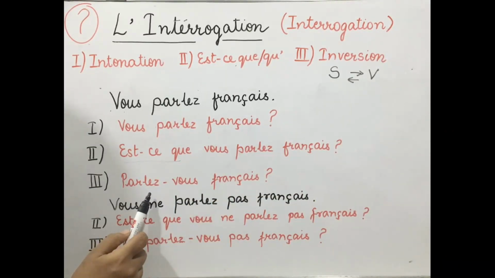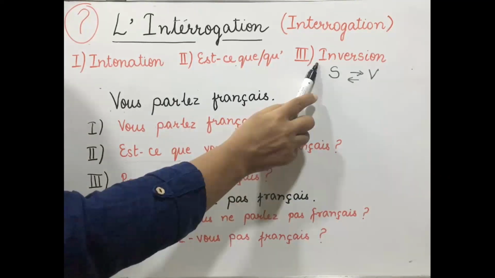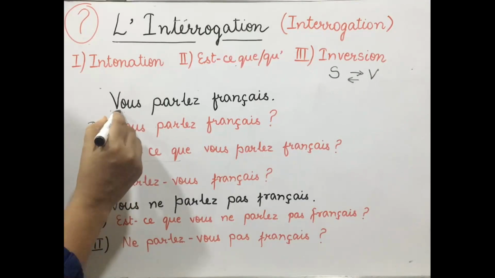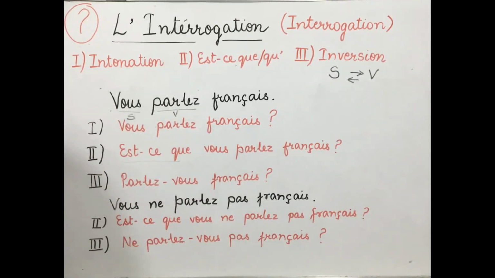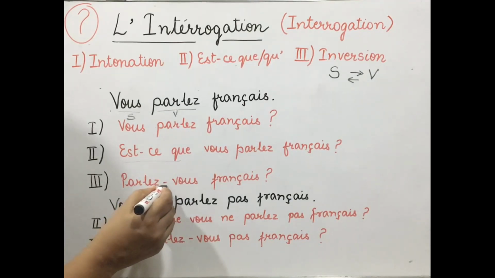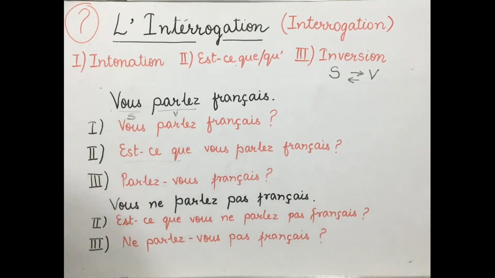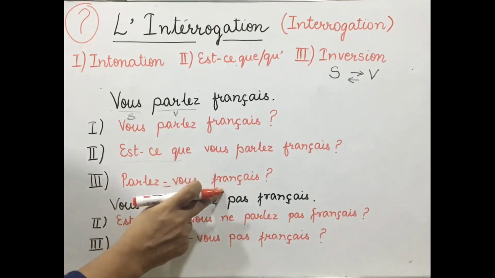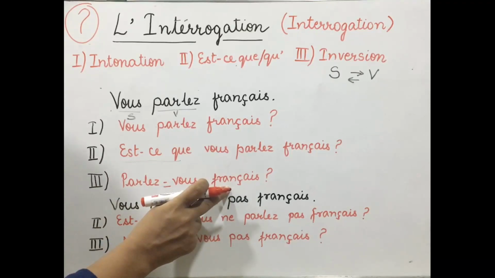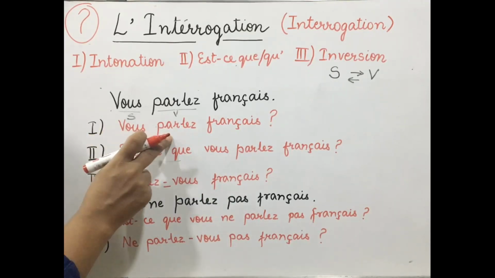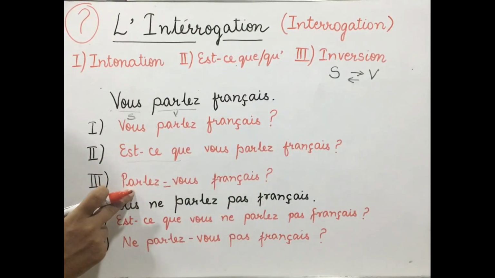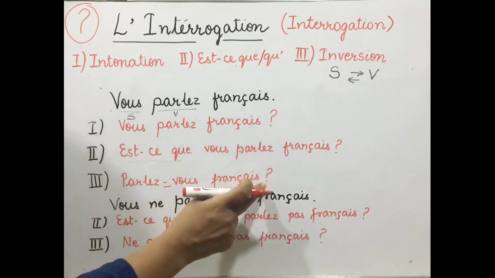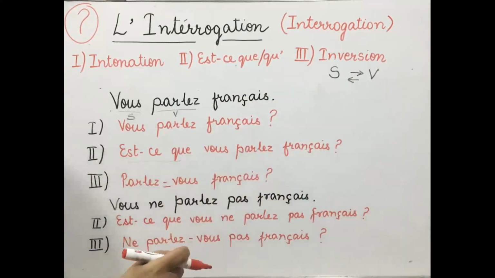Now the third part is a little tricky, not that tricky, but the inversion. Here you see the subject is vous and the verb is parler. So here we invert vous and parler. So this becomes parlez-vous, and here we add a hyphen. So this becomes parlez-vous français? This makes it a question. So our first form is intonation, that is vous parlez français, the second is est-ce que vous parlez français, and the third, inversion, is parlez-vous français, and then a question mark obviously in all of these sentences because these are interrogative sentences.